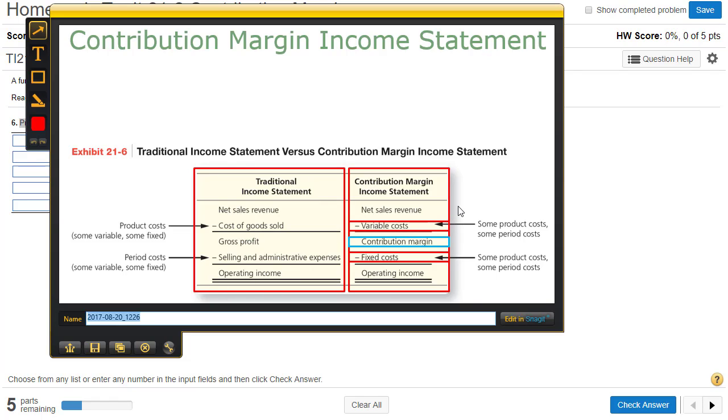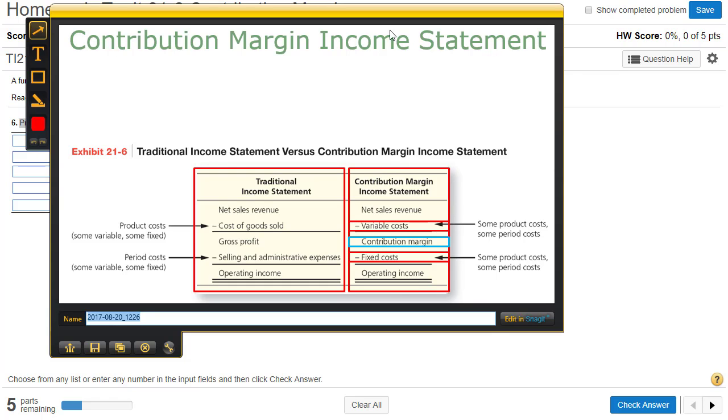However, managerial accountants use this contribution margin format inside the company. So internal users oftentimes use this contribution margin income statement, which is net sales revenue minus our variable costs, which gives us our contribution margin, and then we subtract our fixed costs, which gives us our operating income. So these are two different formats to arrive at the same operating income. But for managerial accounting, this format is more useful.